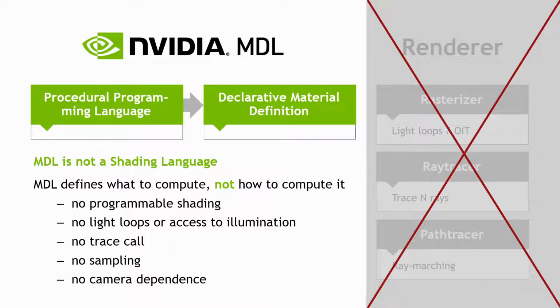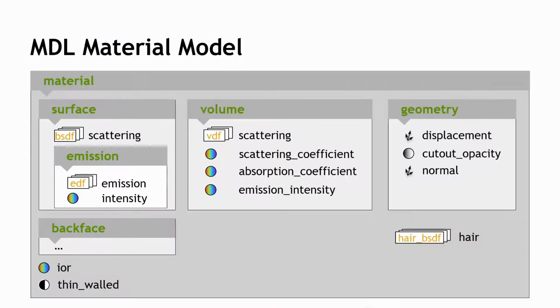And it has no programmable shading. You can't access illumination directly. There are no trace calls and no sampling. So how did we make this as flexible as traditional shading languages?